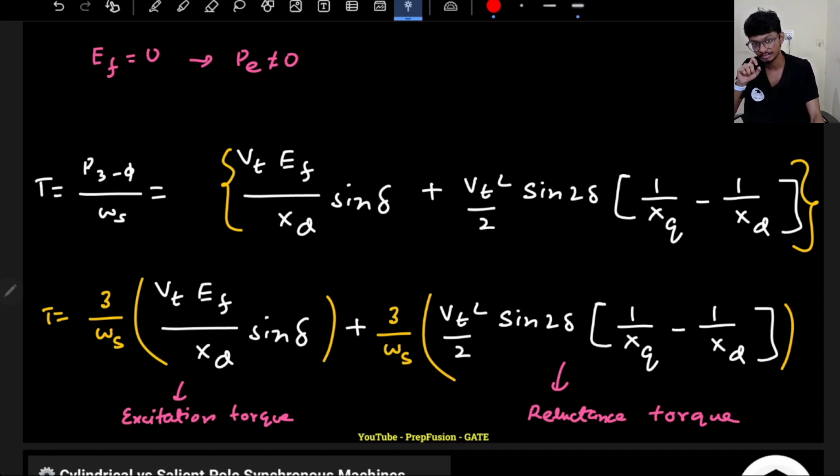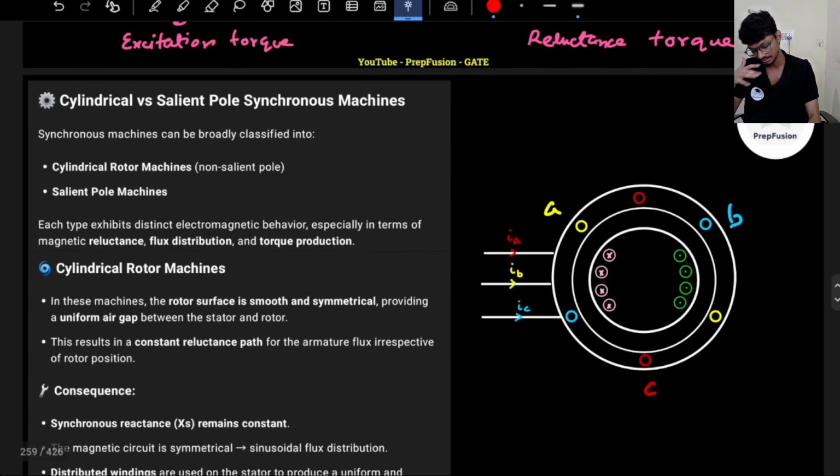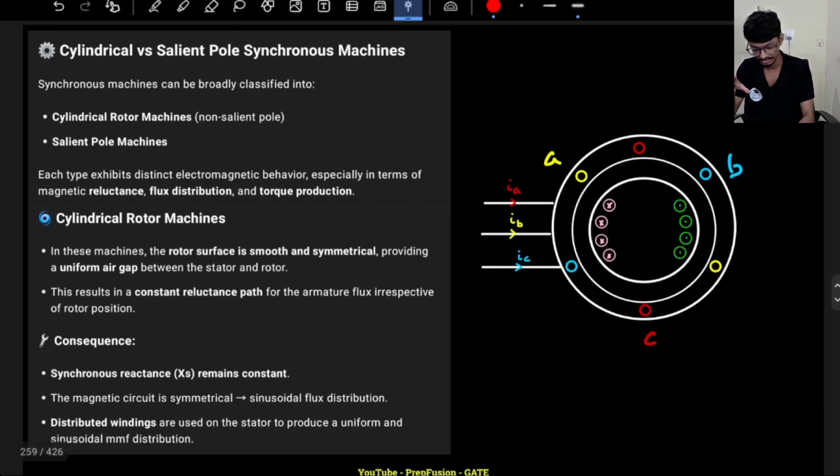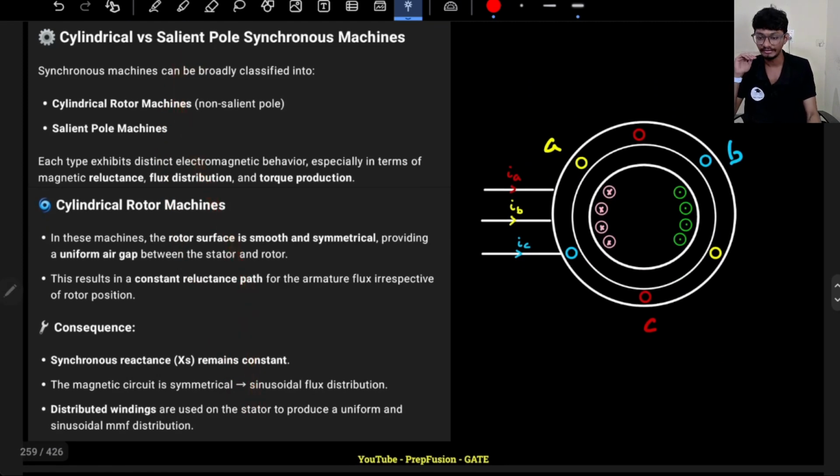What is reluctance? Because basically here the reluctance of the MMF is changing. Due to that, a torque is there. Okay, that we'll discuss obviously. So whatever we have discussed, the same thing is written over here. You can go through this. In cylindrical rotor, we have a thing XS, because the air gap is constant, hence the reactance also is constant.